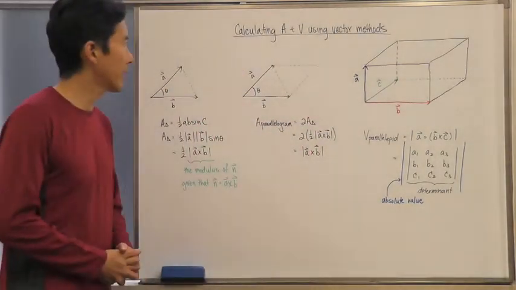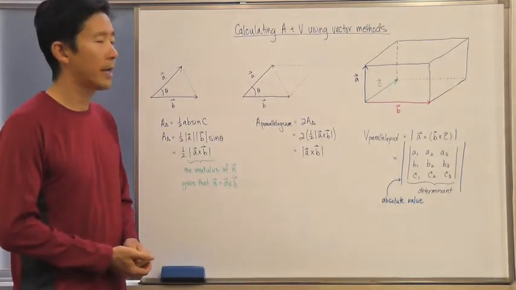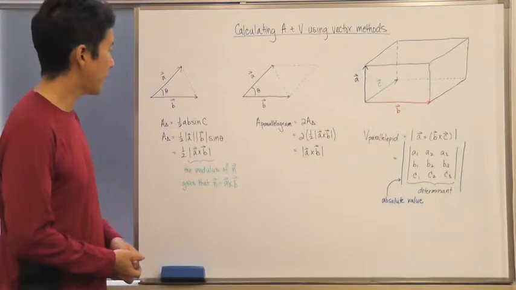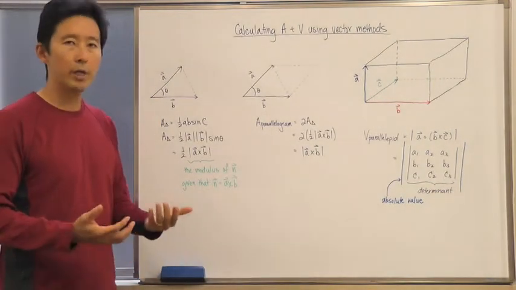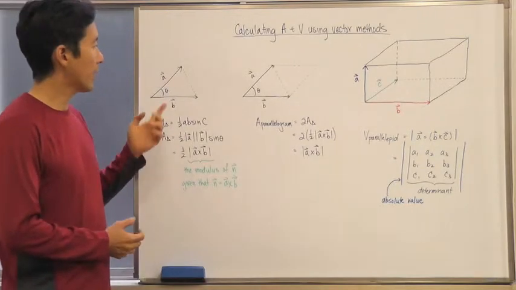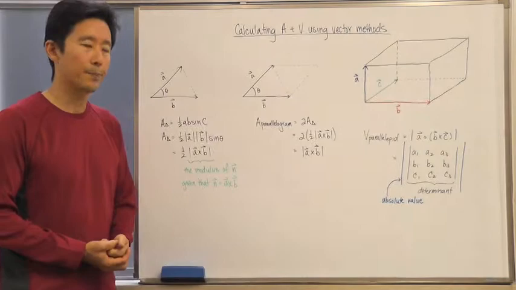Okay, hello everyone. Let's go ahead and take a look at using vector methods to calculate volume and area. Now we'll start off with area, and remember from our past experiences with working with area, if we wanted to calculate the area of a triangle, we could just say 1/2 AB sine C.